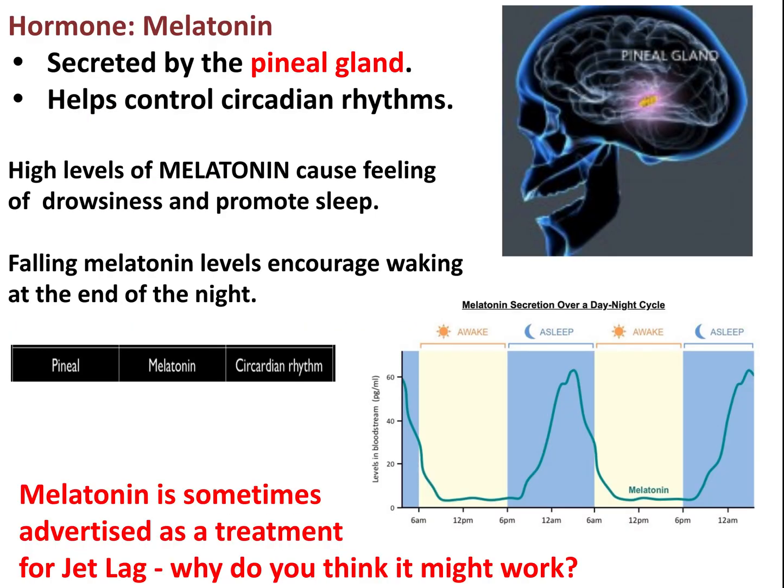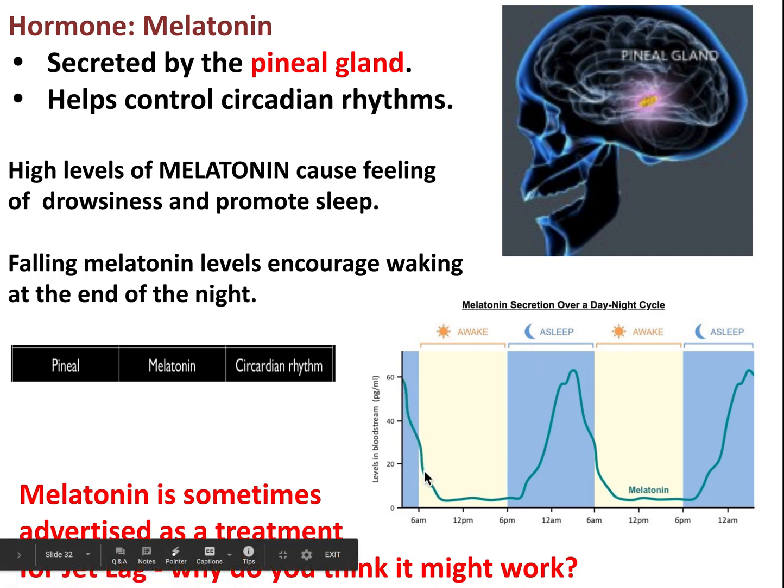And the last hormone we're going to talk about before the reproduction system is melatonin. Melatonin is secreted by the pineal gland, which is here in your brain, and it helps control your circadian rhythms. So high levels of melatonin causes the feeling of drowsiness and promotes sleep. So usually when you're sleeping is when your body starts to produce or secrete melatonin.